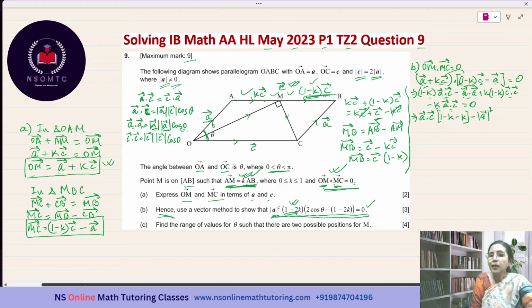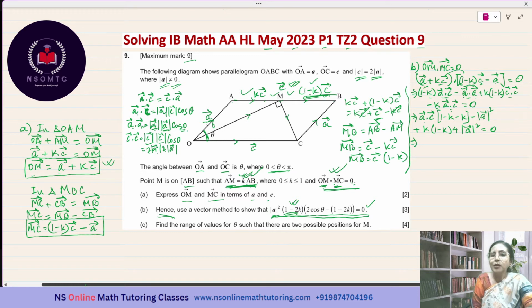And for the third term, it is plus k times 1 minus k, and this is magnitude of the c vector times the magnitude of the c vector. And what is the magnitude of the c vector? And cos 0 is of course equal to 1. So this is 2 times the magnitude of the a vector times 2 times the magnitude of the a vector. So 2 times 2 is 4, and this is also magnitude of the a vector whole square equal to 0.